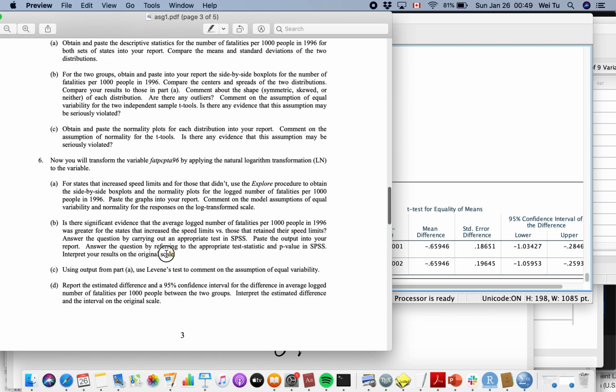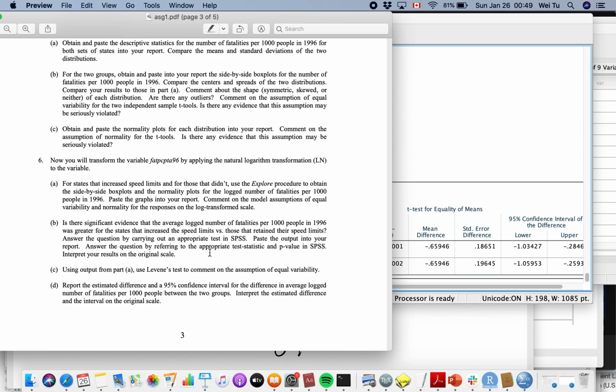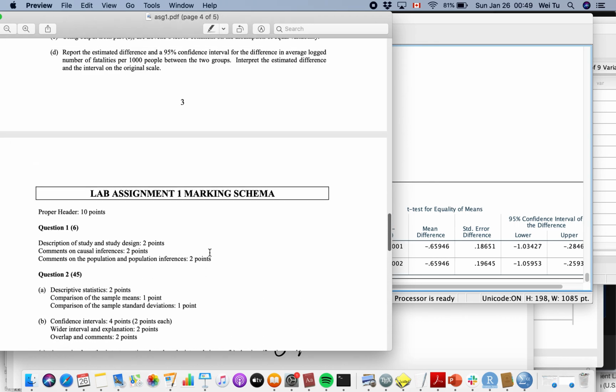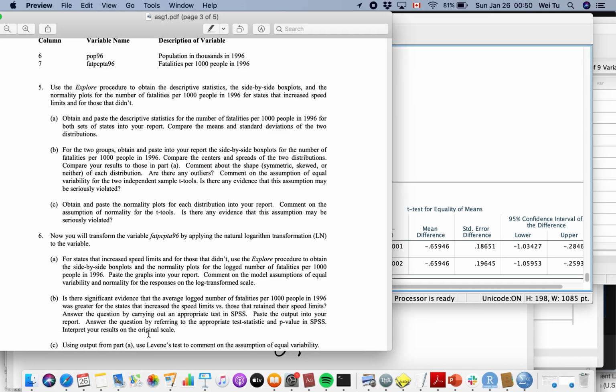Here it asks you to interpret the results in the original scale, but actually the test statistic and p-value won't change with the log transformation. I think this part is a little bit weird. Here we are saying that the log difference, log PCPTA for the 0 group equals the 1 group, and you can do an exponential transformation here, which basically means that the no group and yes group are the same. So now they're different. That part is confusing. But what I'm saying is the test statistic and p-value don't change with the log transformation.